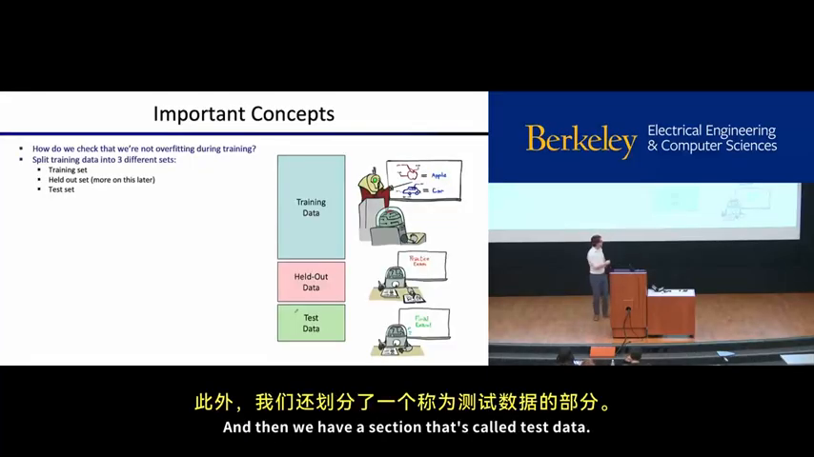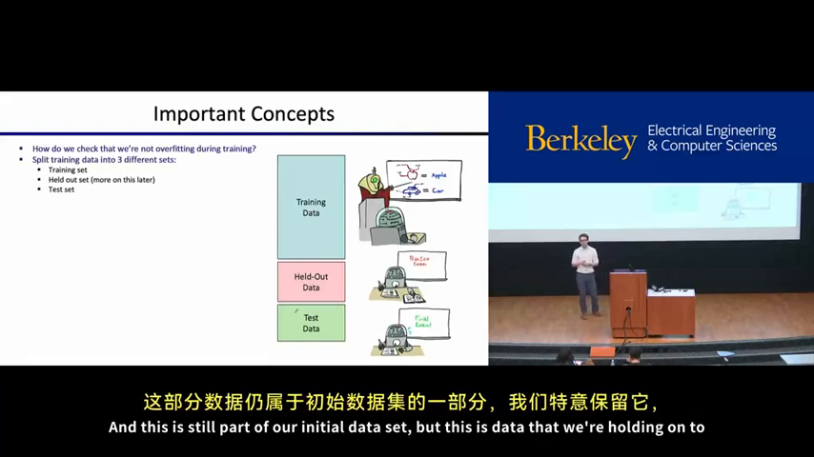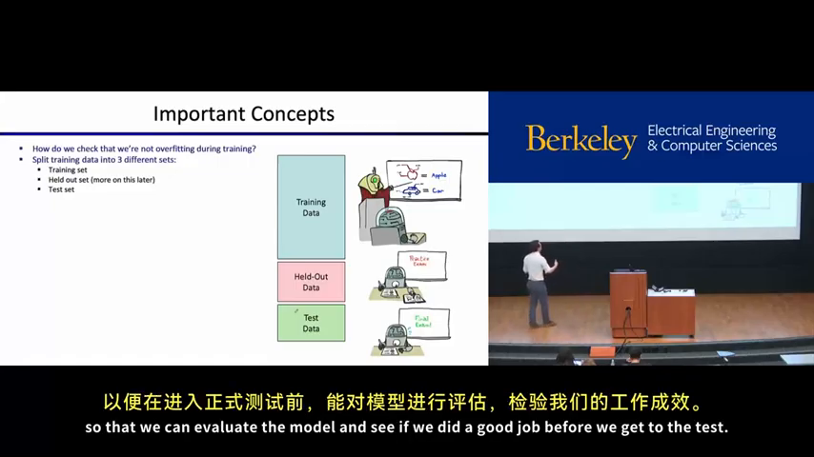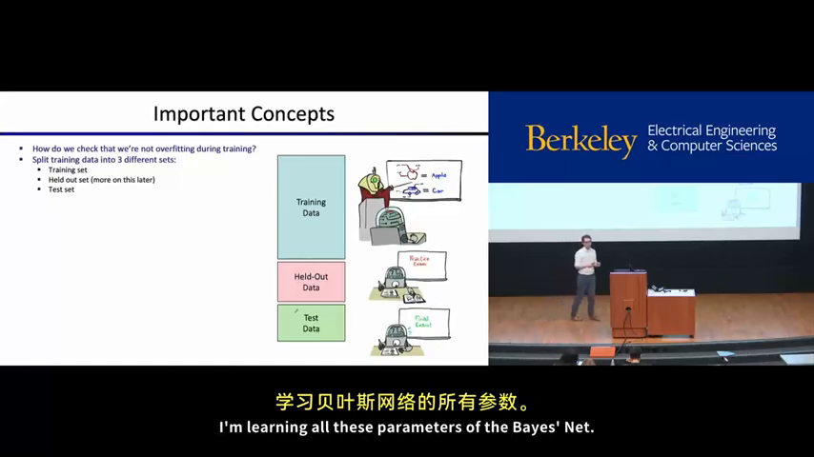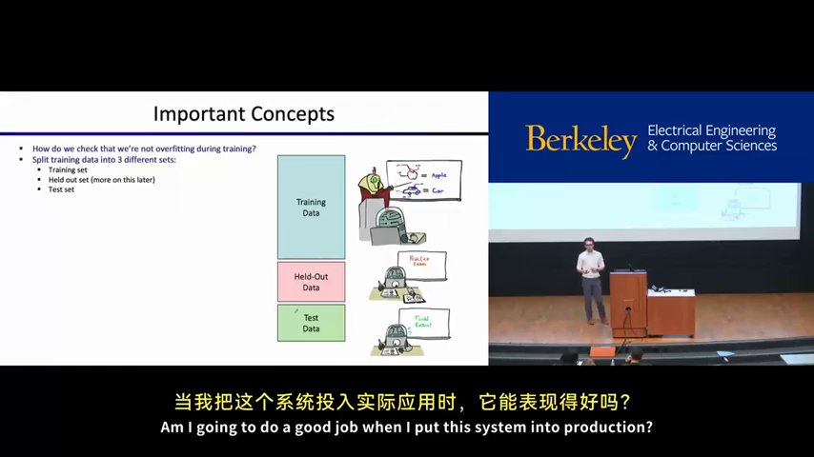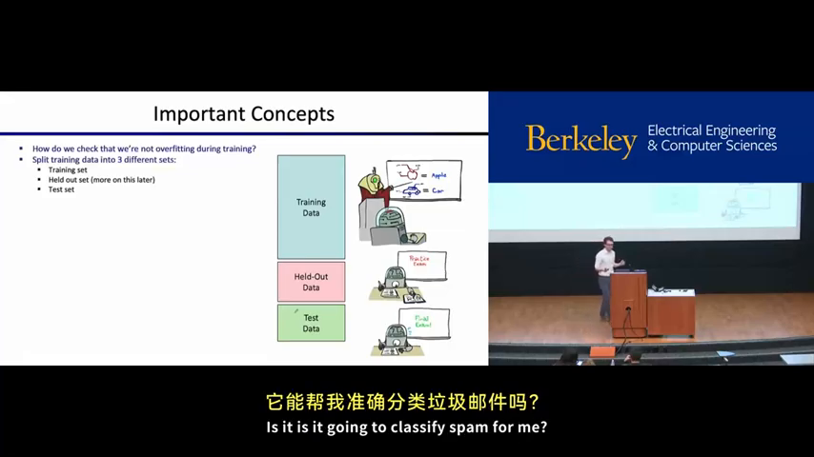And then we have a section that's called test data, and this is still part of our initial data set, but this is data that we're holding on to so that we can evaluate the model and see if we did a good job before we get to the test. So we're saying, all right, I'm doing all this training, I'm learning all these parameters of the Bayesnet. Am I going to do a good job when I put this system into production? What's the accuracy going to be? Is it going to classify spam for me?